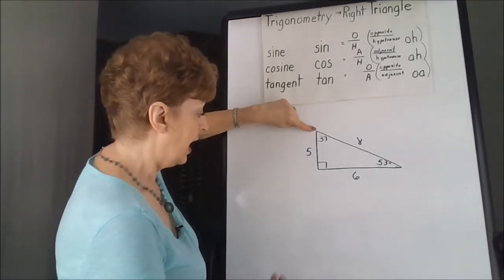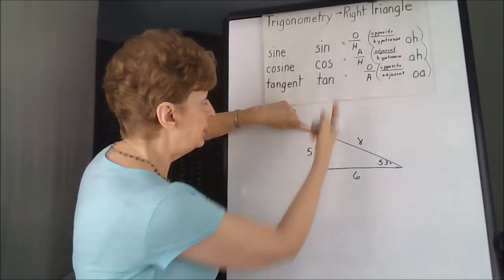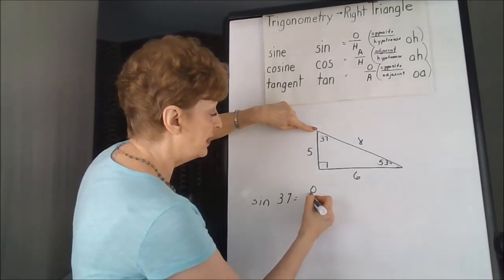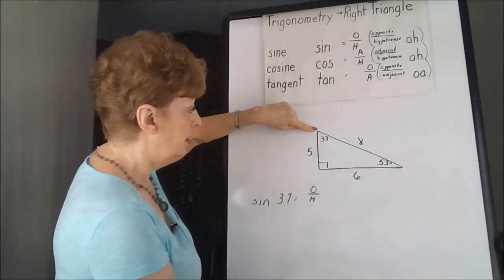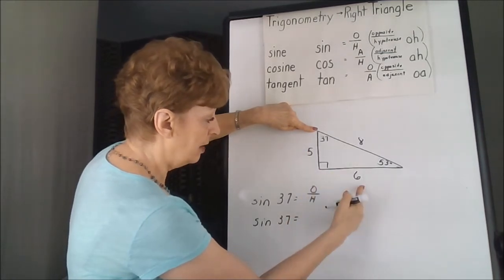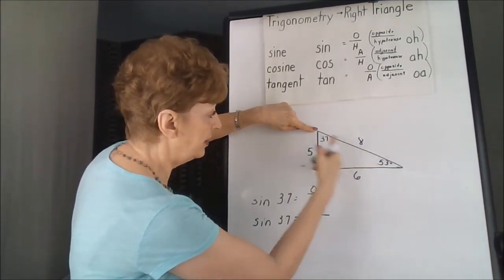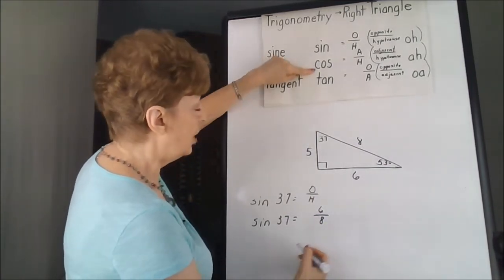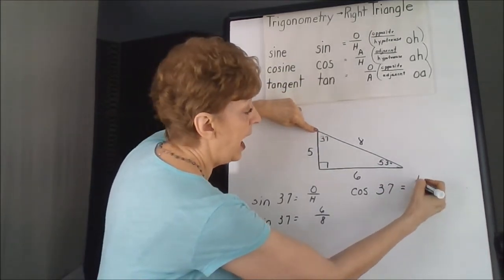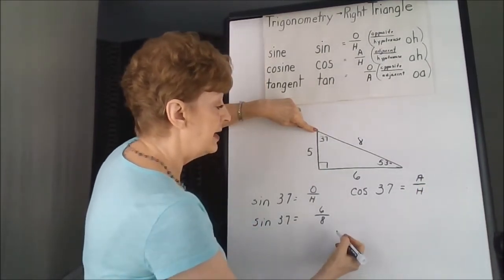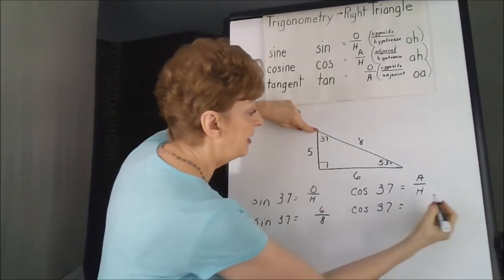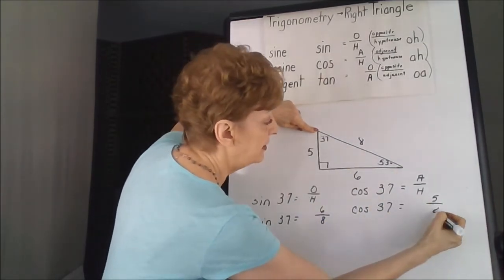So let's look here at 37. We could do a sine. The sine of 37 degrees is equal to opposite over hypotenuse. That's what we're looking for. So we have sine 37 equals opposite, I'm coming over to the 6, over hypotenuse, 8. If I do the cosine of 37, that would be adjacent over hypotenuse. Now I'm going to go cosine of 37 is equal to adjacent, that would be the 5, over the hypotenuse of 8.